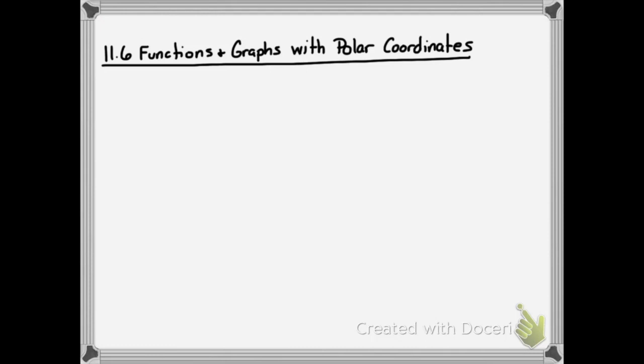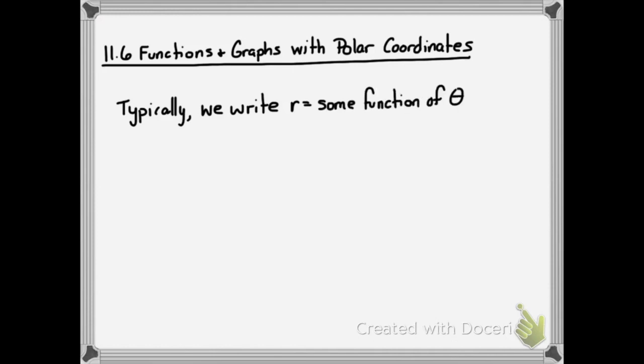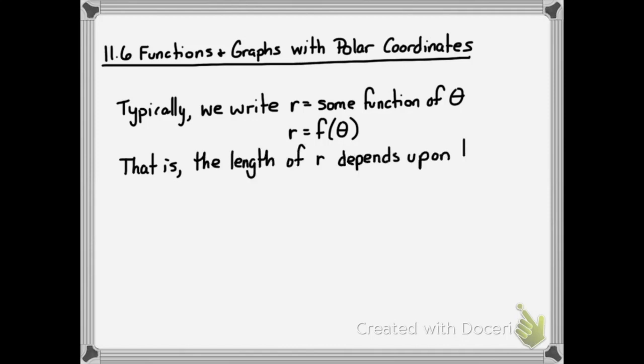When we talk about functions and graphs with polar coordinates, meaning an ordered pair r comma theta, typically we want to write r equals some function of theta. In other words, r equals f of theta. That is, the length of r depends upon the angle theta. So we think of theta as our independent variable and r as the dependent variable.